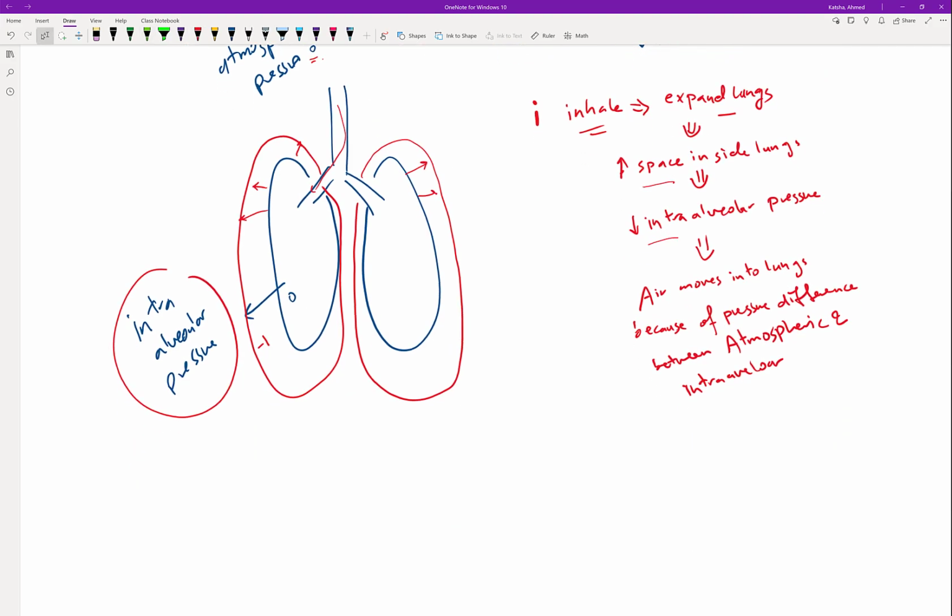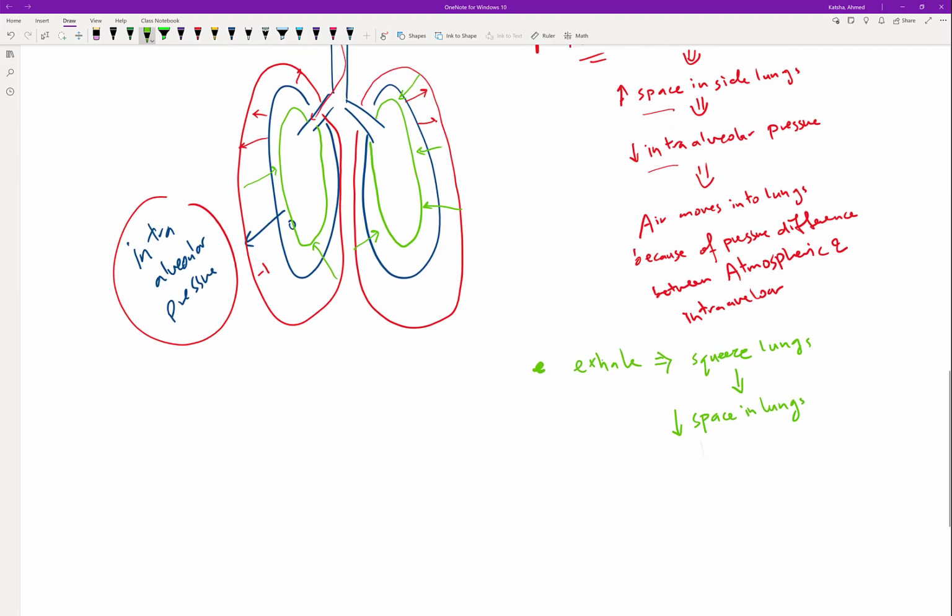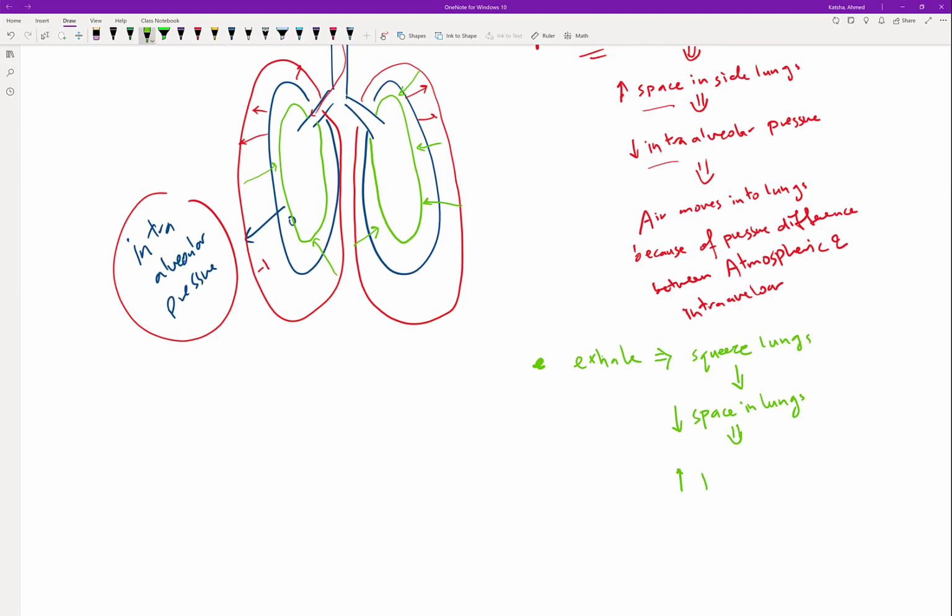What about during exhale? When we exhale, we're going to squeeze our lungs. Okay, so now we're moving from here to here. We're squeezing our lungs, trying to push the air out. So in this case, what happens to the space? In exhale, we squeeze the lungs. So in terms of space, this is what will happen. This will lower the space in the lung. What will happen to the pressure? It will increase pressure in the lungs also. What type of pressure? Which pressure?